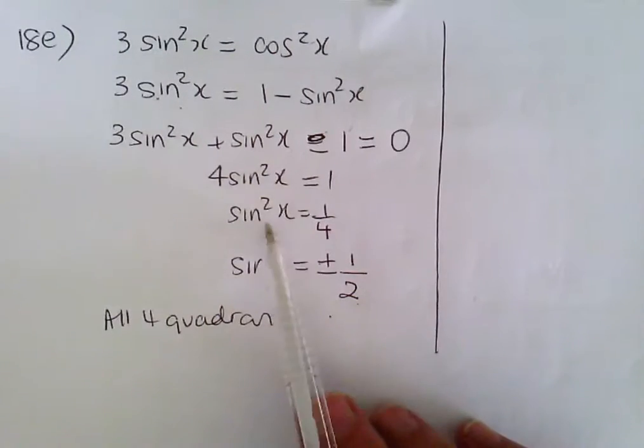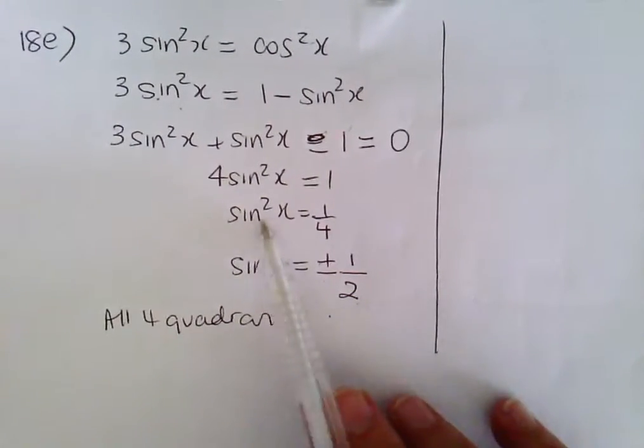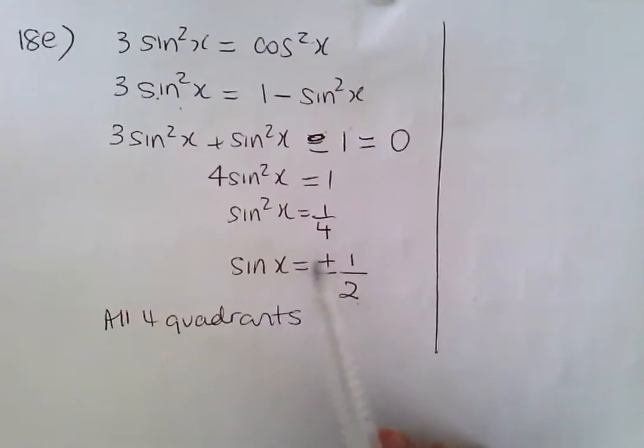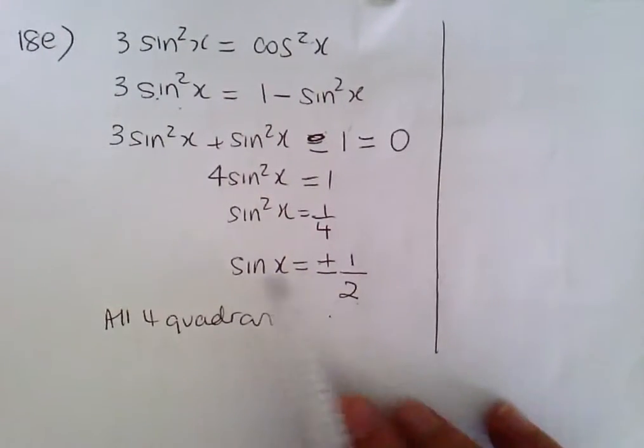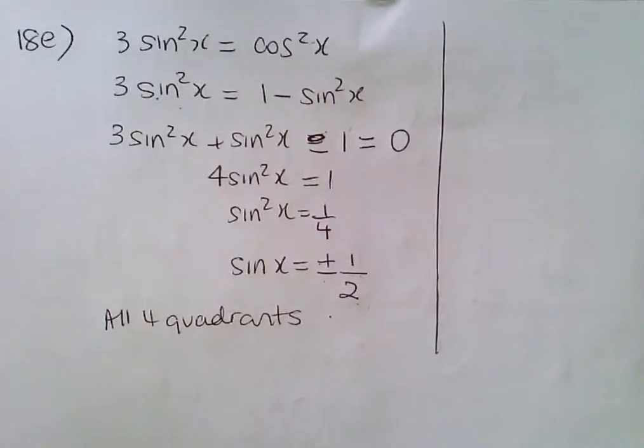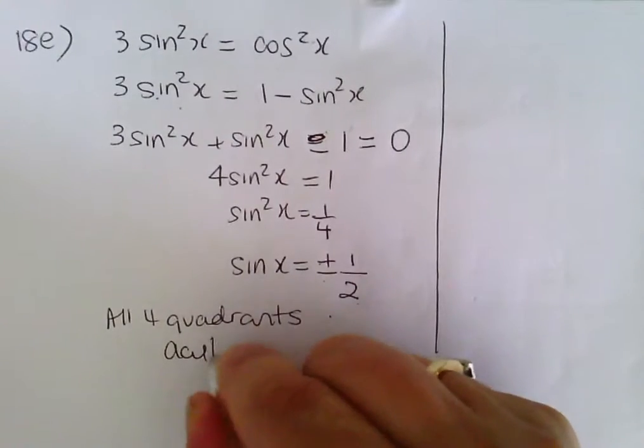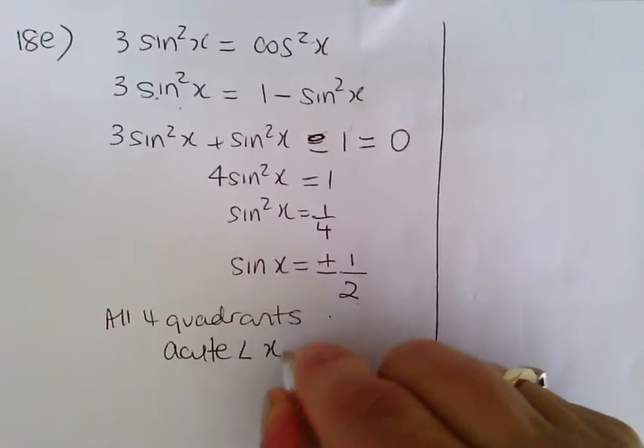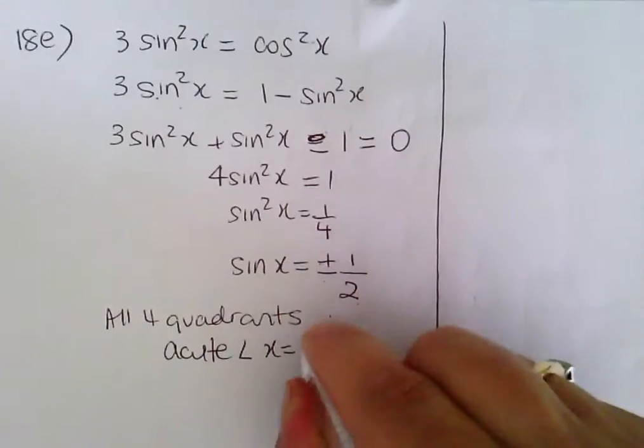So whenever you've got squared, because we're trying to find x, you need to square root here. Remember when you square root, you take plus or minus of the other side. So this is all 4 quadrants. Where's sine positive, where's it negative? It's only positive or negative, so it covers all four. What's the acute angle? Yeah, it's 30, which is pi on 6.